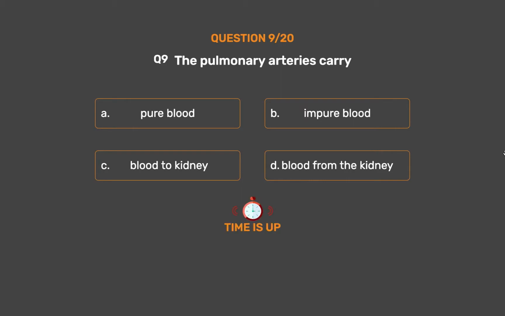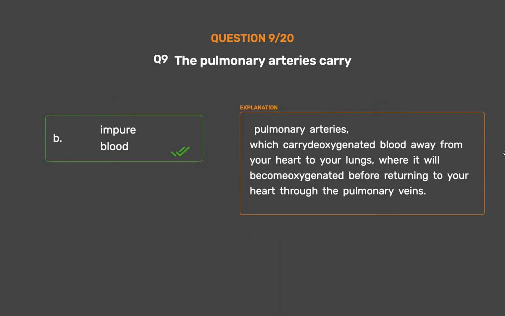The correct answer is option B. Impure blood. Pulmonary arteries, which carry deoxygenated blood away from your heart to your lungs, where it will become oxygenated before returning to your heart through the pulmonary veins.